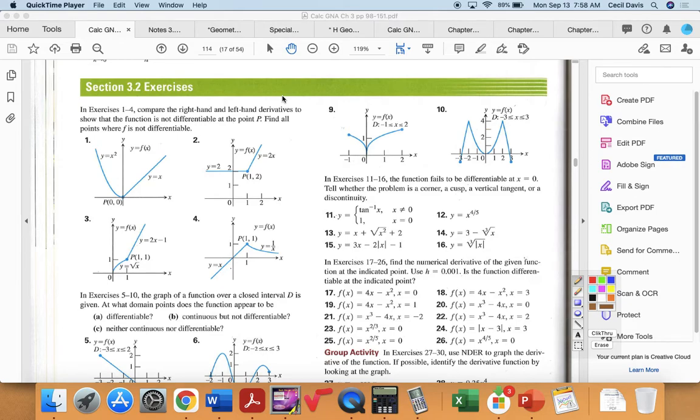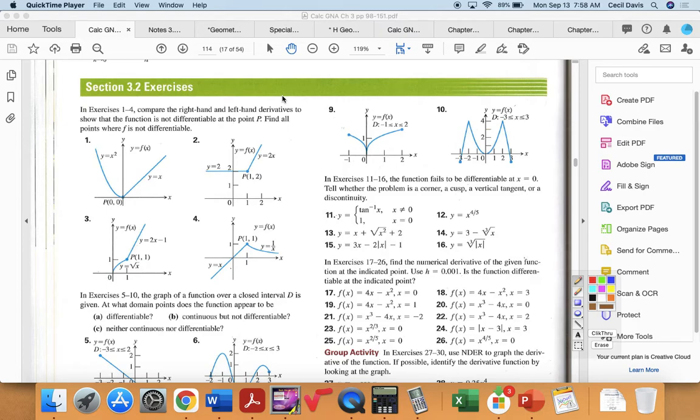All right, so number 2, the left-hand derivative is 0, and the right-hand derivative is 2 at x equals 1, but it's differentiable at all other points. For number 4, the left-hand derivative is positive 1. The right-hand derivative turns out to be negative 1, but it's differentiable at all other points. Number 6, part A, is all points in the closed interval from negative 2 to 3. B is none, and C is none.